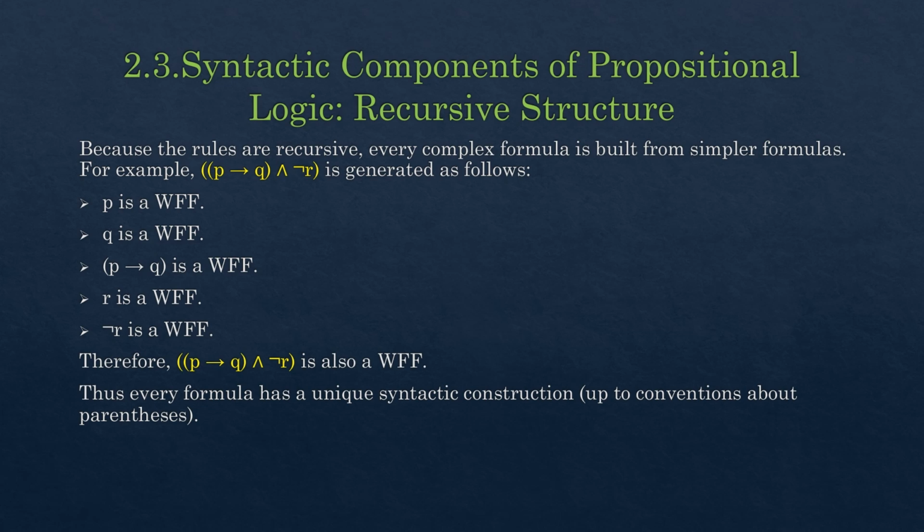Structure. What can we say about this matter? Because the rules are recursive, every complex formula is built from simpler formulas. For example, if P then Q and not R is generated as follows. P is a well-formed formula. It's our first simple proposition because there is no other kind of simpler proposition inside the structure of this variable. Q is a well-formed formula too. Q is our second simple proposition.